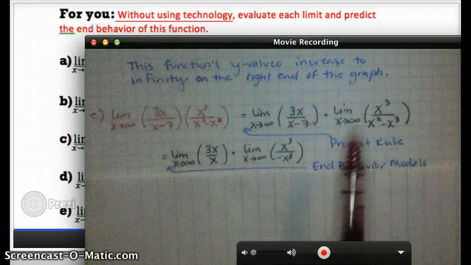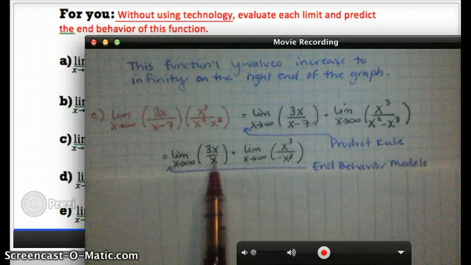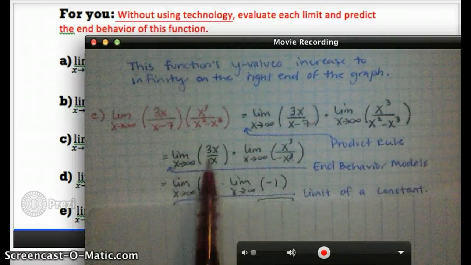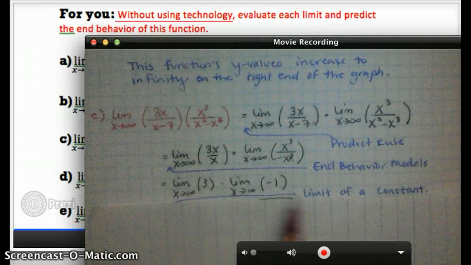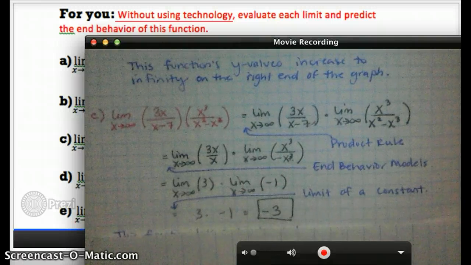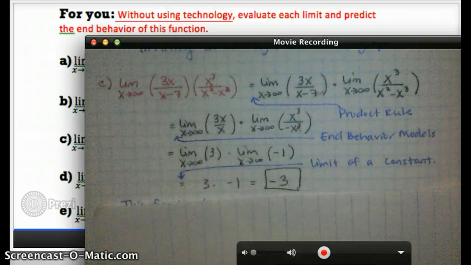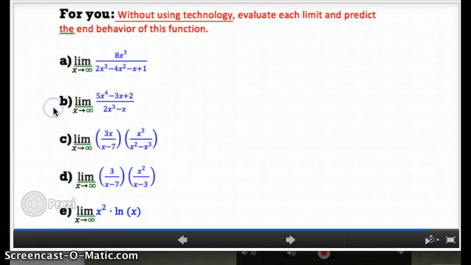After splitting it into two limits by the product rule, I used an end behavior model for the first limit and another for the second limit. And then I simplified algebraically inside, and finally ended up with two limits of constants, which gave me the limit equals -3. And to summarize what this means, it means that the function has a horizontal asymptote at y equals -3 on its right end. Try D.